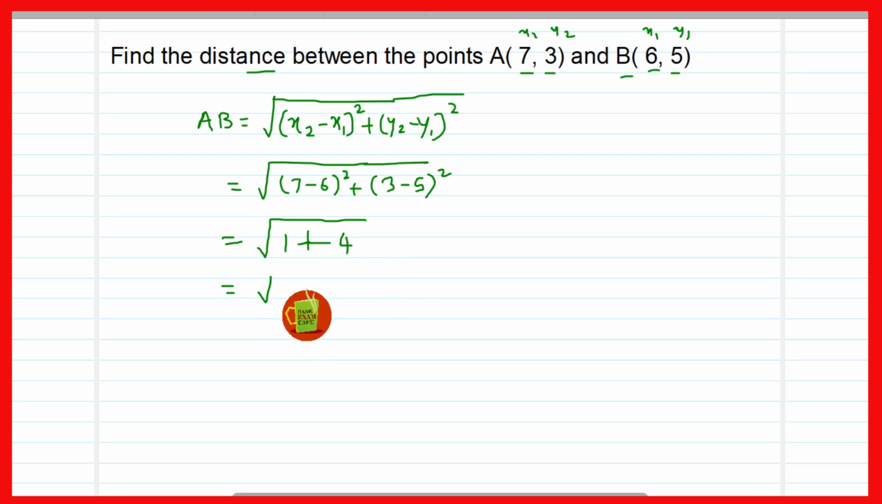So which is equal to square root of 5, and therefore the distance between the 2 points A and B will be the square root of 5 units. Here don't forget to write the units in the answer, because this step is also important. Without units you will lose half a mark. So here AB, that distance will be equal to root 5 units.